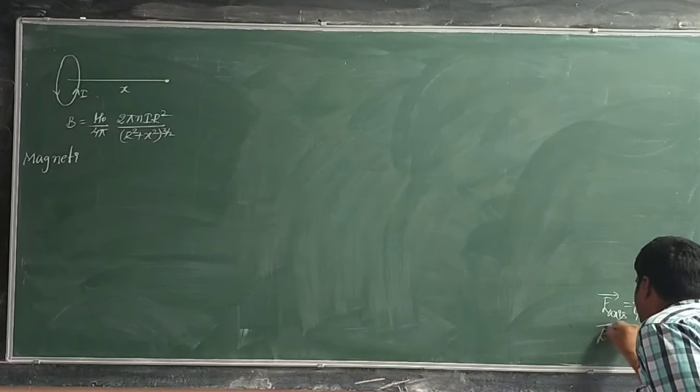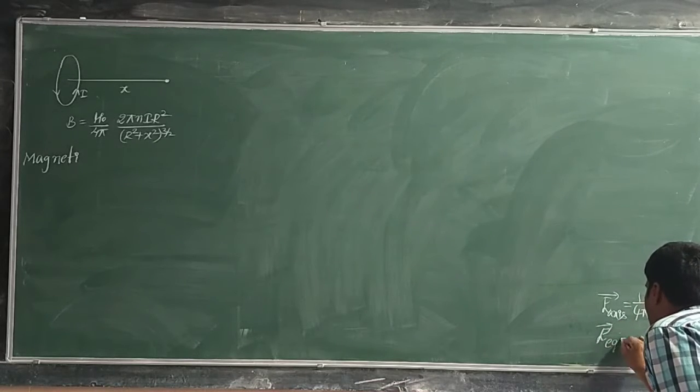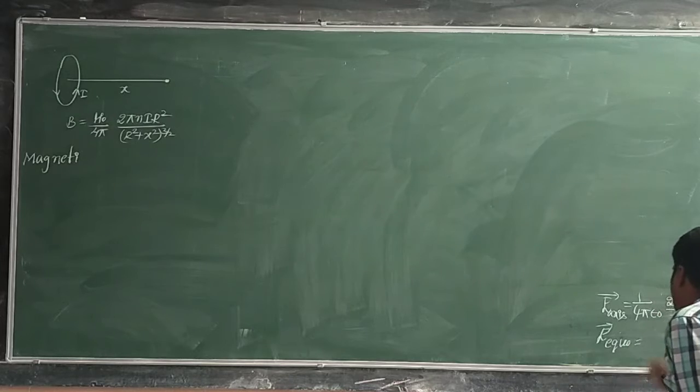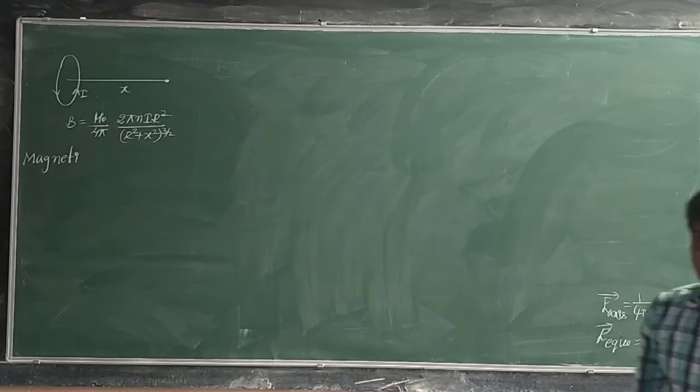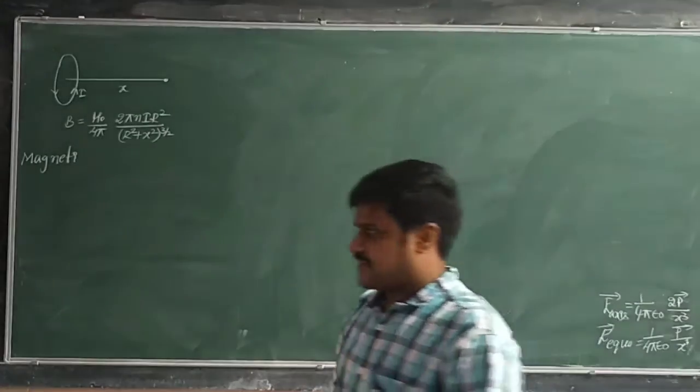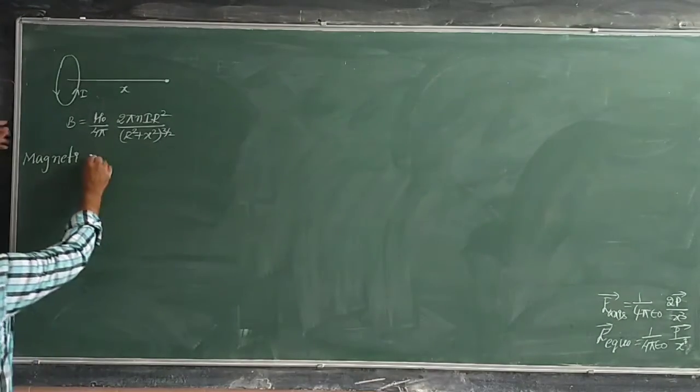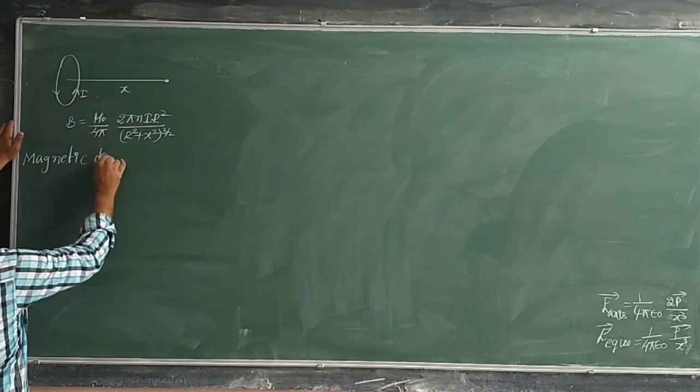Now, the electric field due to the electric dipole on the equatorial line is 1 by 4 pi epsilon naught p bar divided by x cube, also derived. Here, the electric dipole has the dipole moment. P is nothing but the electric dipole moment. In a similar way, what is the magnetic dipole moment? First, let me study this one. Magnetic dipole moment.